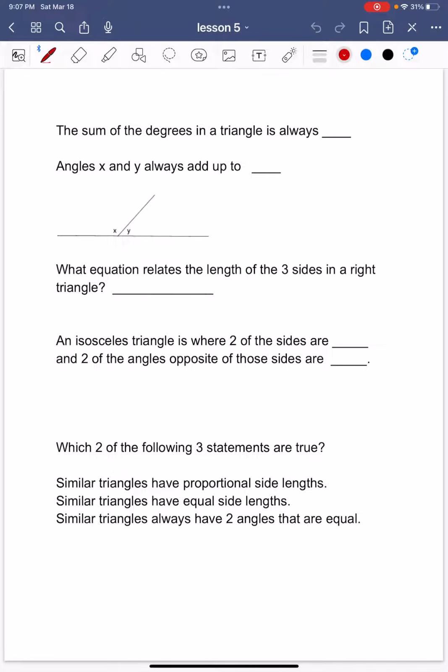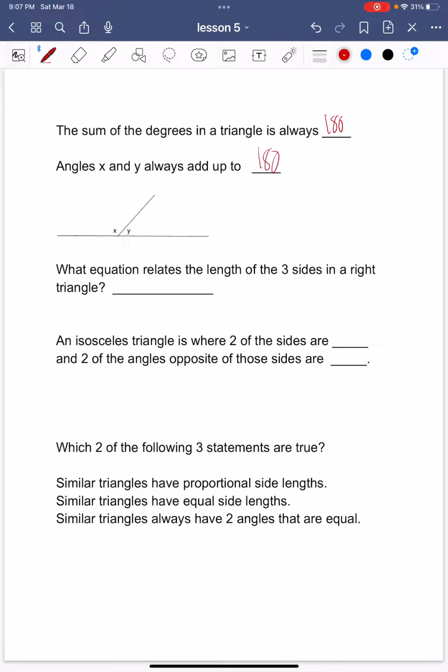Alright, let's go through these statements, and these statements are going to be very important to know for the questions that we do later. The sum of the degrees in a triangle is always 180. In the diagram below, x and y always add up to 180 because it's a straight line.